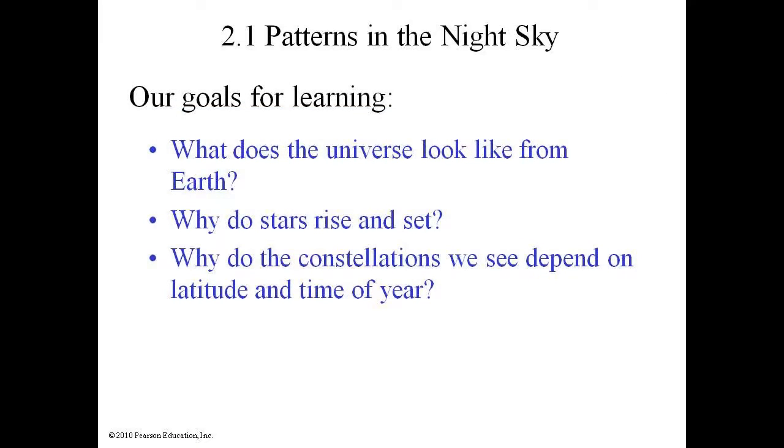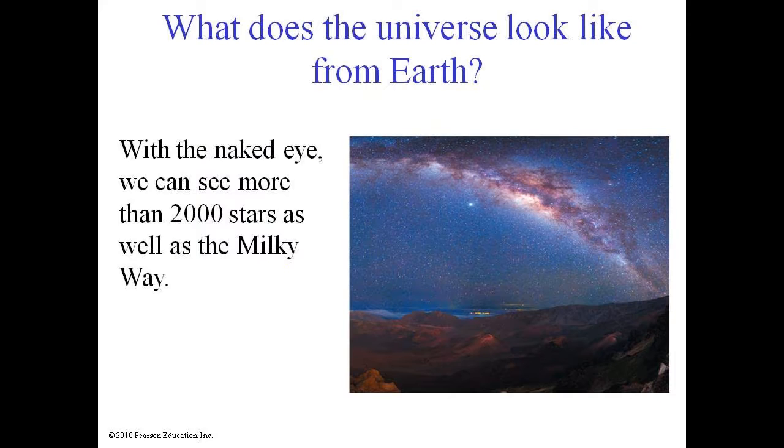This is section 2.1, and here are our goals for learning. They are the questions that are in the textbook, and specifically it says, what does the universe look like from Earth? Why do stars rise and set, and why do the constellations we see depend upon latitude and the time of year? Okay, well, let's address the first question. What does the universe look like from Earth?